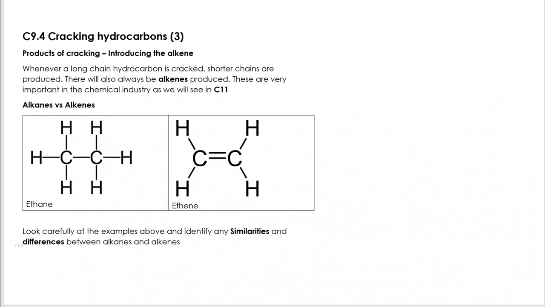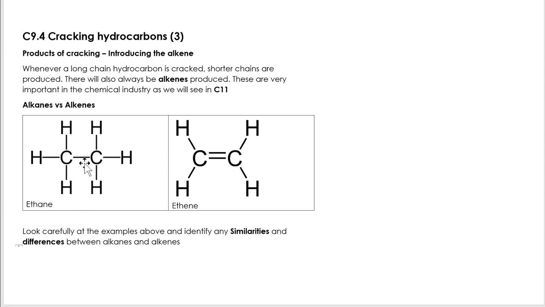Now, one of the big differences with cracking, one thing that we can guarantee will always happen, is that our alkane hydrocarbon chains, when they crack, will also produce alkenes. We need to think about what the similarities and differences are. So have a think, and then when you're ready, move on.